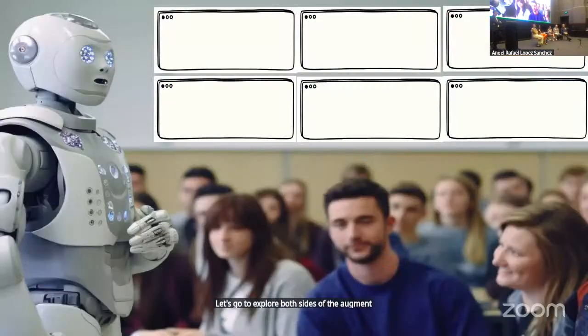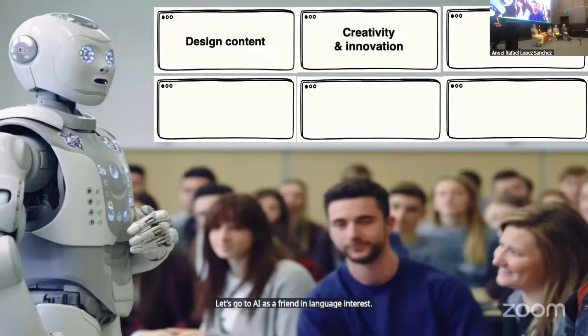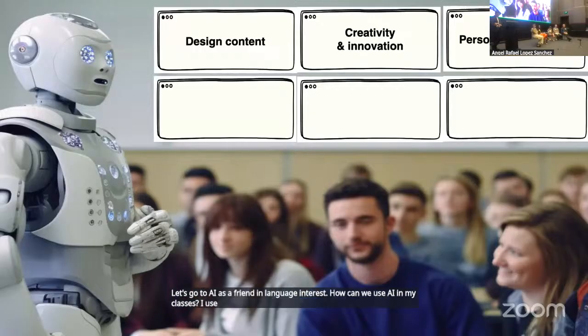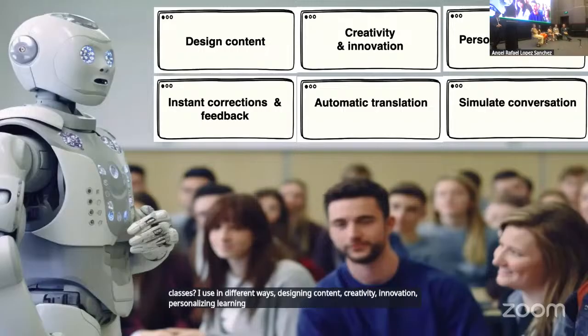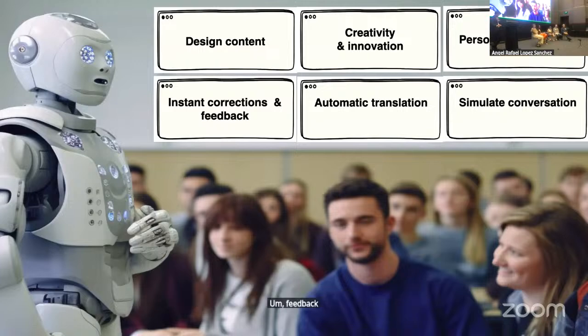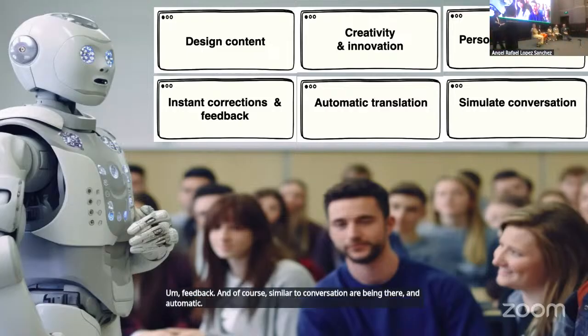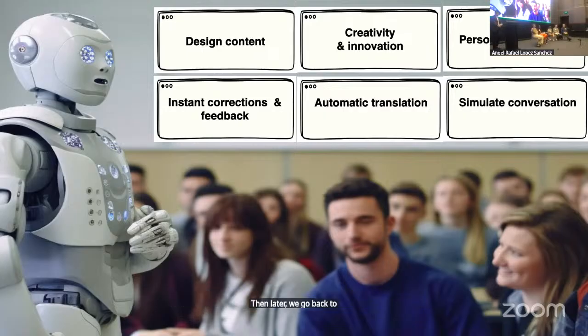And first, let's go to AI as a friend in language education. How do I use AI in my classes? I use it in different ways, designing content, creativity, innovation, personalizing learning, and also instant correction and feedback, automatic grading. And of course, simulate conversation, and automatic translation. Then later we'll go back to that in relation with AI as a foe.